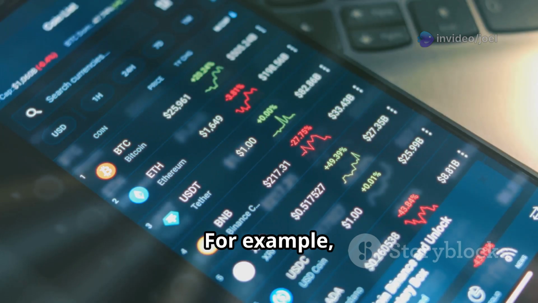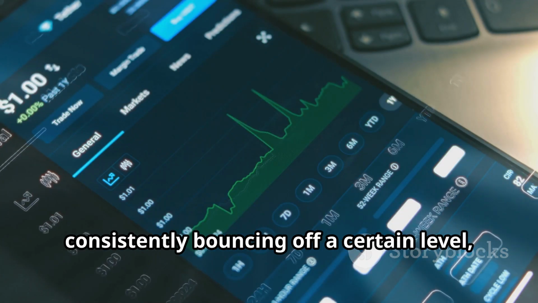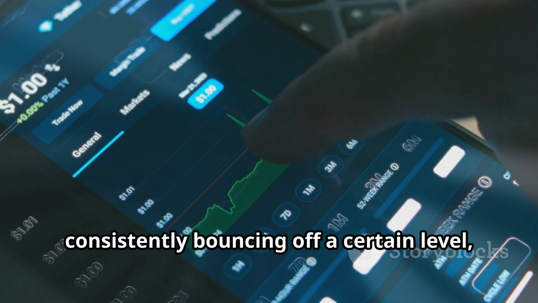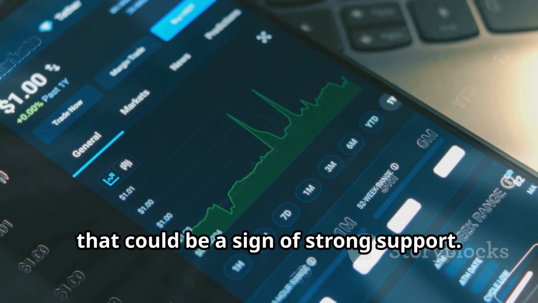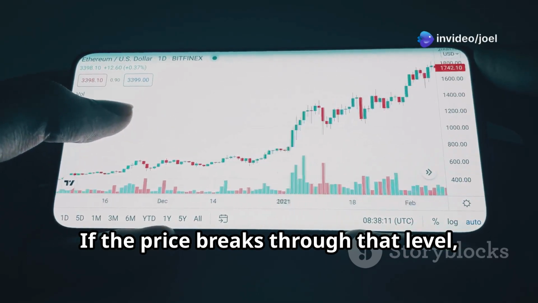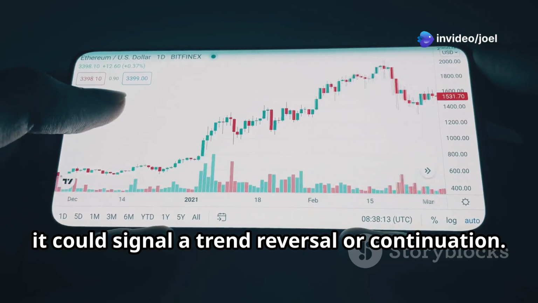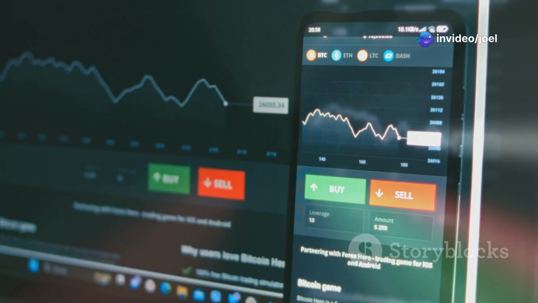For example, if you notice that an asset's price is consistently bouncing off a certain level, that could be a sign of strong support. If the price breaks through that level, it could signal a trend reversal or continuation.